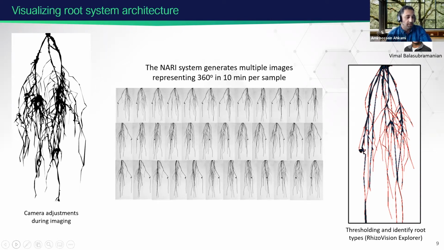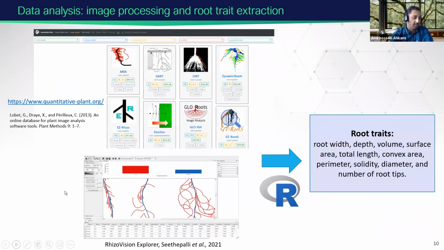Once images are collected, they are optimized by thresholding, which I mean selecting pixels above a given brightness to segment the image into foreground values and background values, in a way that all or nearly all of the root system architecture is visible. Then it's ready for further root trait extraction and identification of root types. Next slide, please.